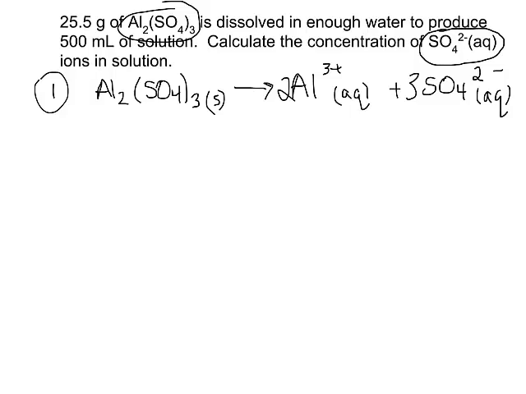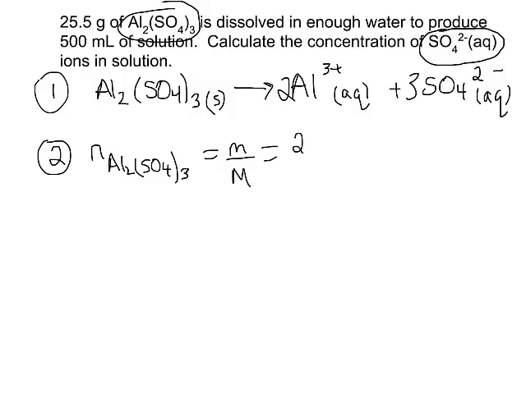Now this turns into a basic stoichiometry problem. We are given the grams of aluminum sulfate that we're starting with, so we need to convert that and find the number of moles. So the number of moles of aluminum sulfate is going to be the mass divided by the molar mass. Mass we're given as 25.5 grams. And the molar mass is 342.17 grams per mole.